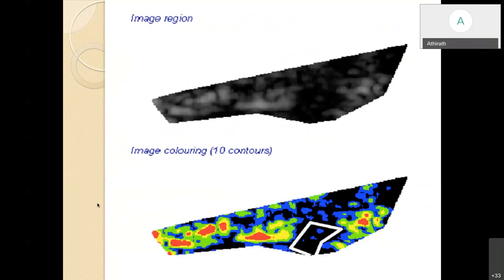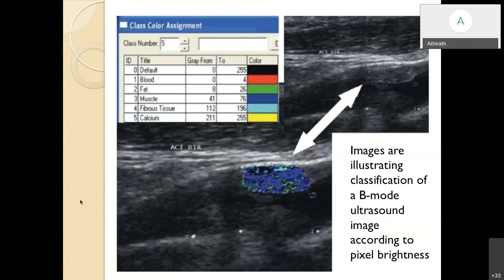So each component will have a different pixel distribution analysis, and each component will be given a color coding. And when you project it onto the cropped plaque image, you get the image which is shown in the lower image. As you can see, there's a white box within this cropped color virtual histology image that indicates the juxtaluminal black area. Now, in this image, you can see that different components are given different color coding: blood is given red, fat is given green, muscle is given blue, fibrous tissue is given light blue, and calcium is given yellow.